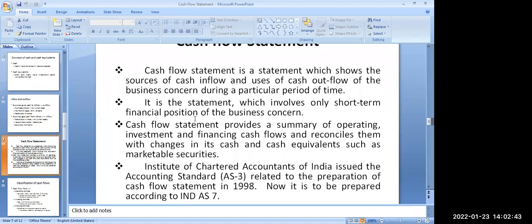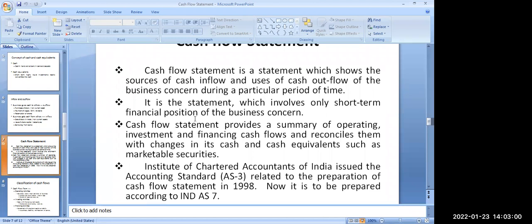What they do is see how far it can be adapted to the Indian situation, so that we converged it in some of the principles. That principle we call IND-AS. We have IND-AS 1, 2, 3, 4 like that. IND-AS 7 talks about the cash flow statement in India.